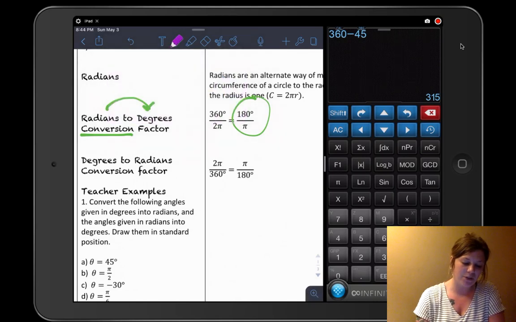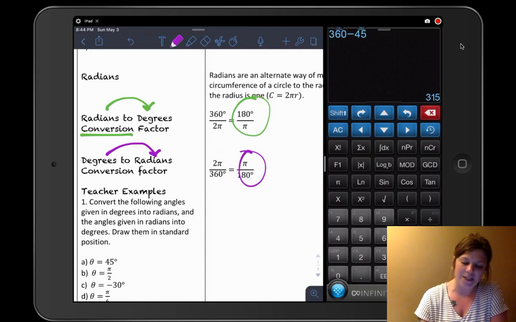Now, if I wanted to go degrees into radians, right, the opposite of what we were talking about up here, then all I have to do is just switch the fraction around. And so 2 pi over 360, same idea, and then it's pi over 180. Again, same fraction, just reduced, so it makes your life a little bit easier.